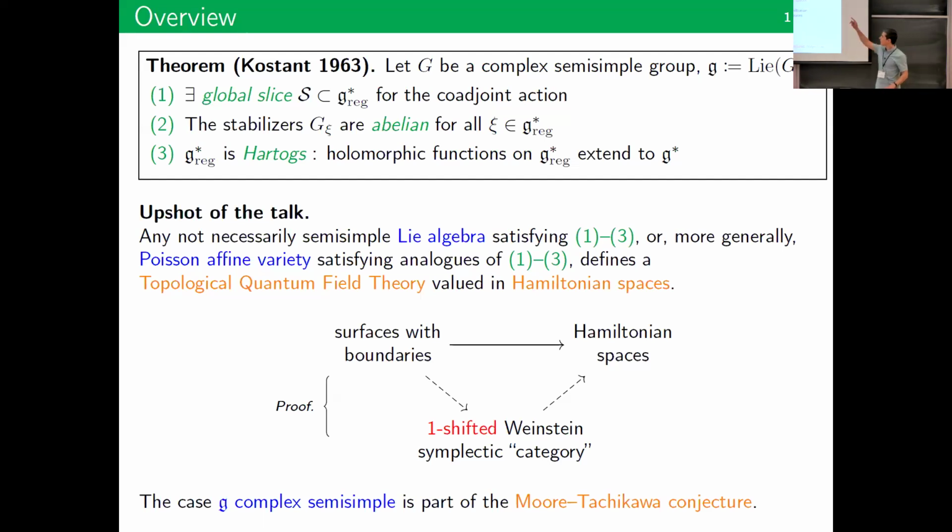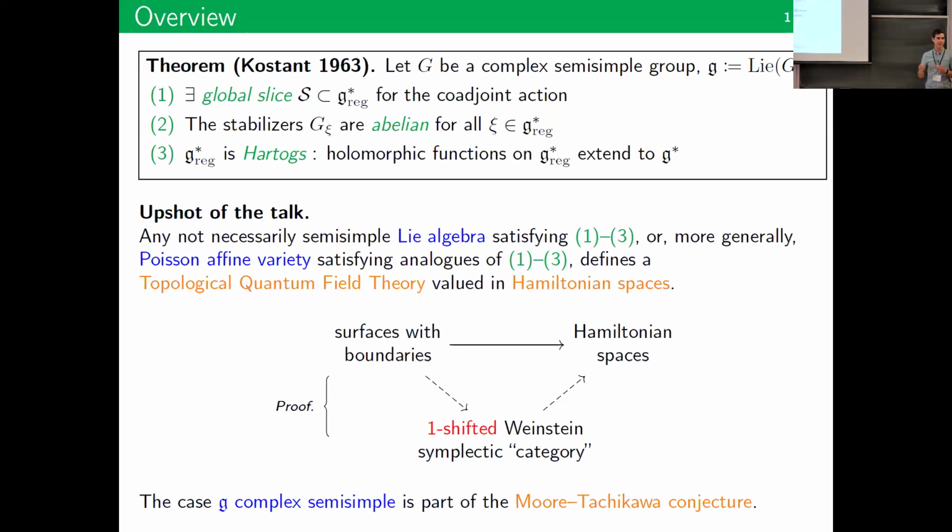In the case where this Lie algebra is a complex semi-simple Lie algebra, and so we have Kostant's theorem, then this solves part of the so-called Moore-Tachikawa conjecture, which I will explain in the next slide. And the main novelty in our work is to prove this using shifted symplectic geometry and a certain notion of the one-shifted Weinstein symplectic category.